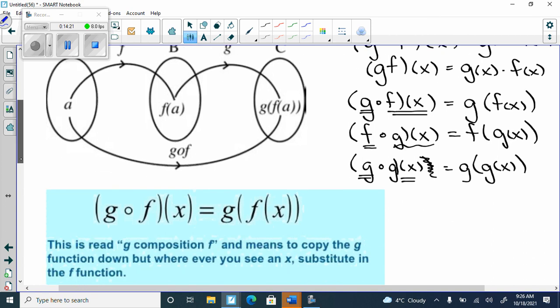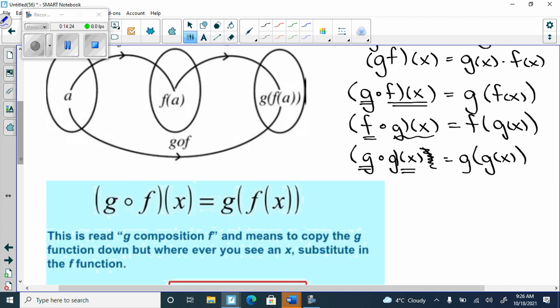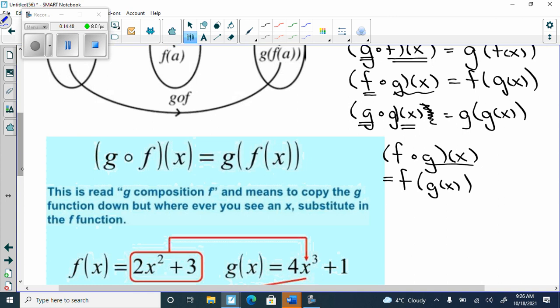Now, to solve this. So if I give you f open dot g of x, you would rewrite that as f, and then in for its x, where I would normally put an x, I'm going to put the second thing, g of x. Do you agree?